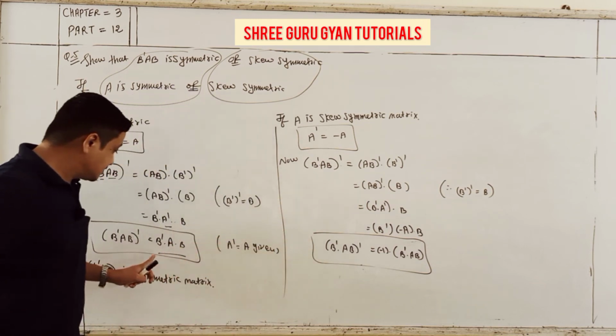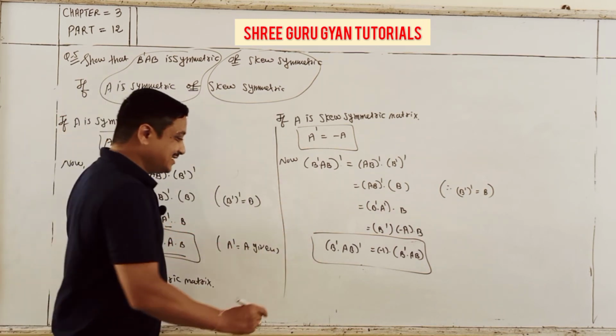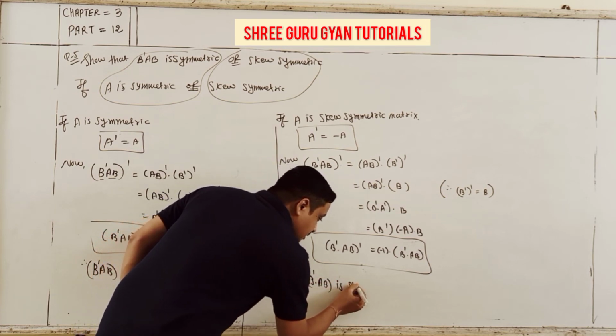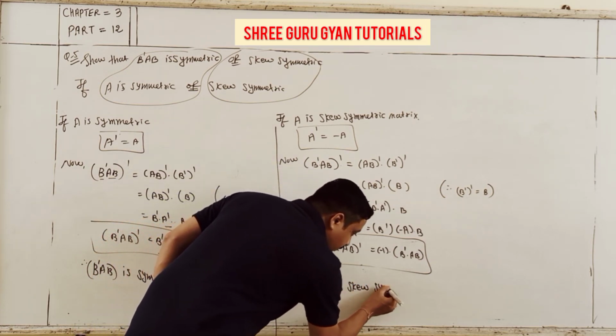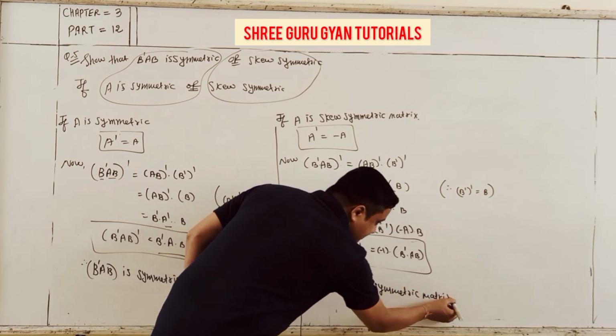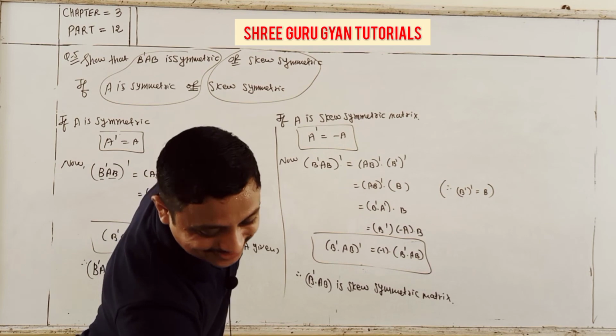In comparison to the first, it is totally opposite. Therefore we will write B dash AB is a skew symmetric matrix. And this question also, students, is done.